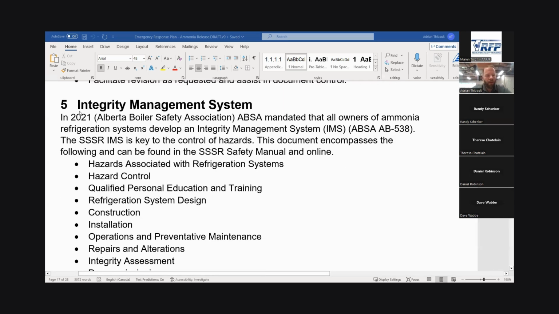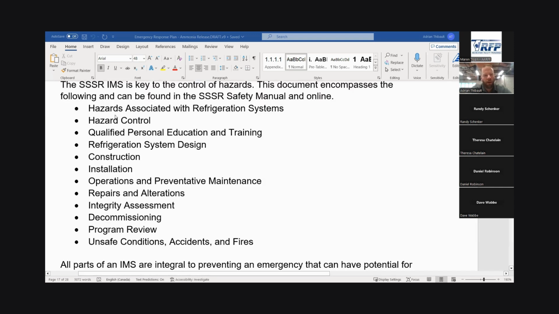We have a little blurb in here about our integrity management system. It's a document that I've been working on that ABSA is requiring very shortly. They are actually rewriting or reviewing their AB 538, and they're going to probably start asking for facilities to have this integrity management system available. In AB 538, it goes through all of this in detail and what you should have there.